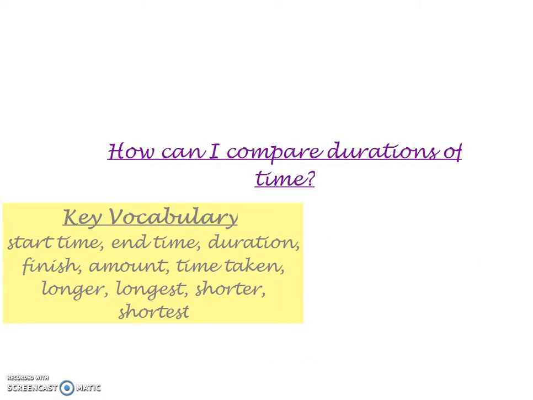Now in today's session we're going to be looking to answer the question of how can I compare durations of time. In order to do this we're going to be building on the work we did in the last session of finding out those durations, the amount of time that is between the start time and the end time. Or using that vocabulary we've just seen, the time that elapses from the start to the finish. And this time we're going to compare them. So we're going to have two different durations to find, to decide which one's going to be longer or which one's going to be shorter.